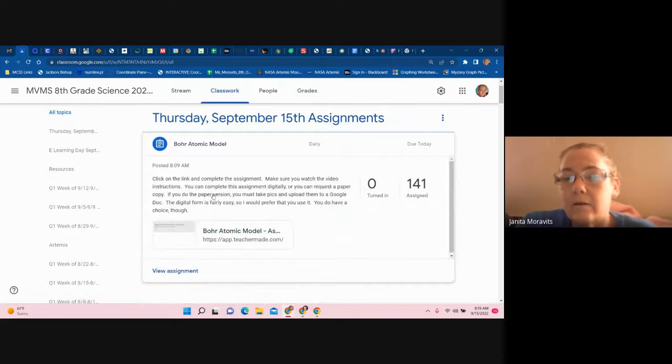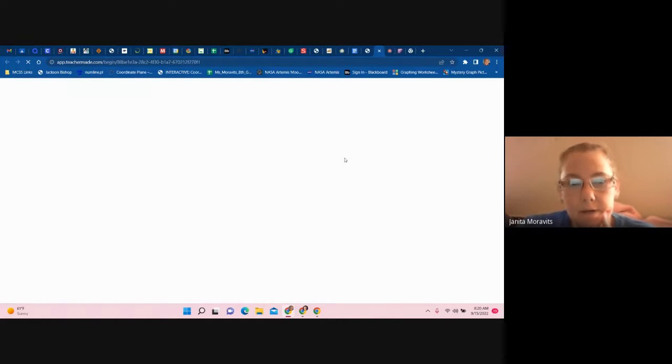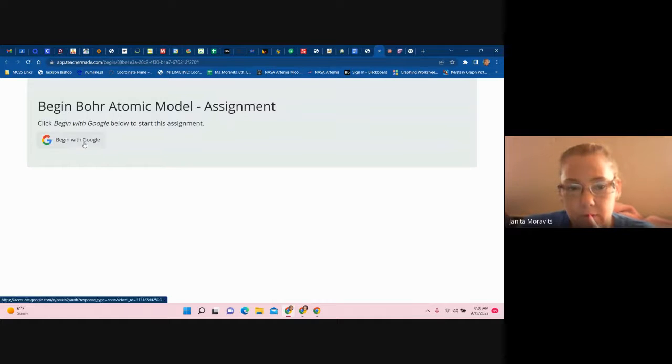Now, I also gave the teachers their paper copy. If you would rather do it on paper, you can do it on paper, but I would really prefer that you use this. It's going to be a whole lot quicker for me to grade and a whole lot easier for you to turn in, because all you'll really have to do is type your score when you're finished. So I'll just click on it right here and show you what it's going to look like. Remember to use your school email address.